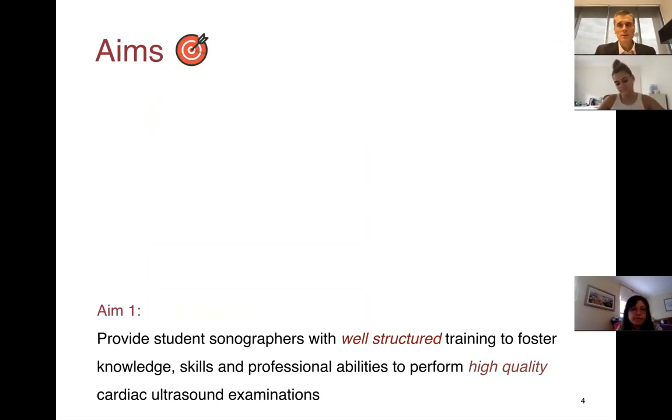So let me start by telling you a little bit about the aim of the course. We want to provide a course that's well structured, and I'll tell you a lot more about the structure of the course shortly. We want it to foster knowledge and skills and develop professional abilities so that you are all, upon graduation, able to perform high quality ultrasound examinations of the heart.